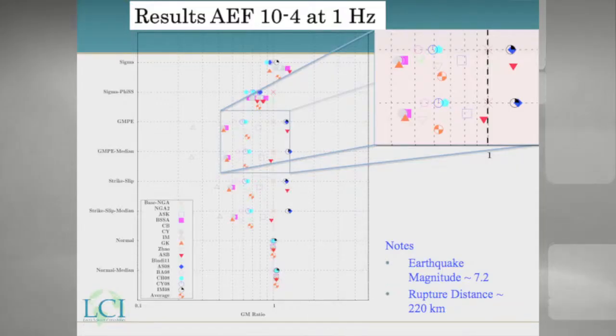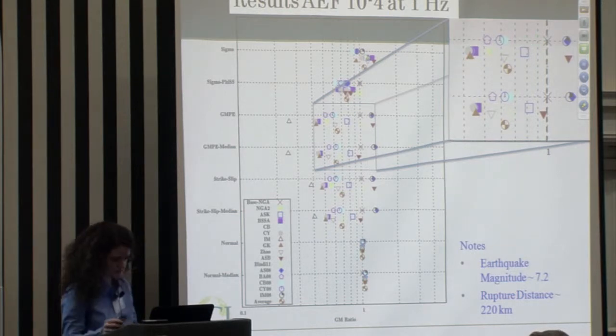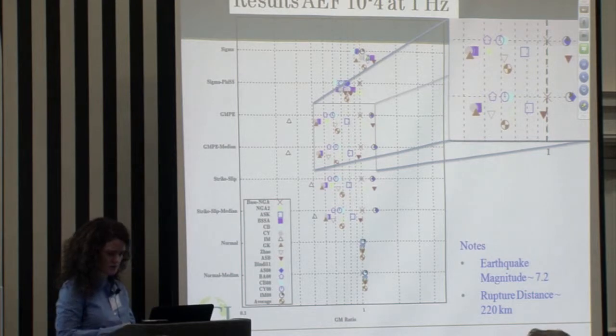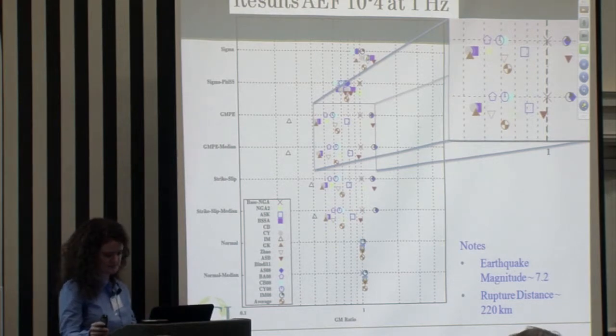Here is for the GMPEs. You can see that there's quite a large dispersion in the agreement between the models. And it doesn't look like the dispersion has decreased at all from the 2008 to the 2013. It's just shifted to have lower ground motions for the GMPEs at the longer distances, larger magnitudes.